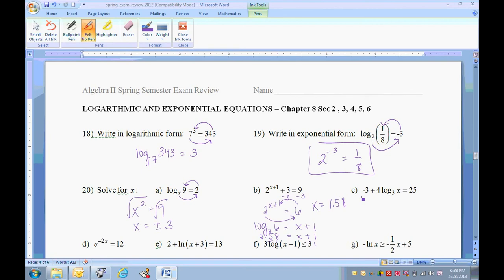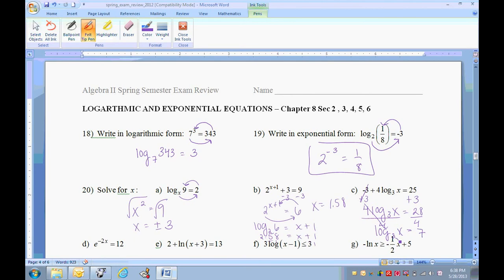Okay, so on part C, we're going to add 3 to both sides. Remember, our whole goal is to get x by itself. So you end up with 4 log base 3 of x equals 28. Then you're going to divide both sides by 4. And you end up with log base 3 of x equals 7.